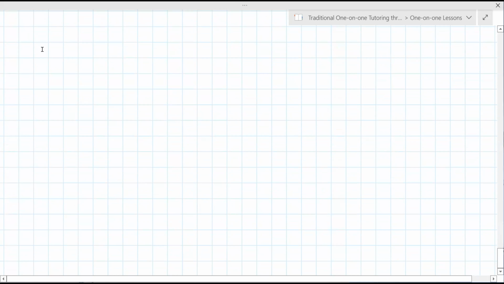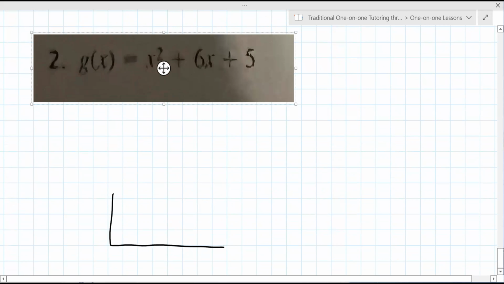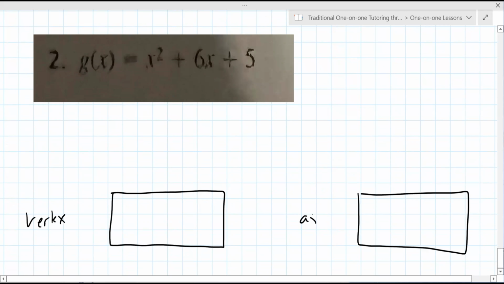When I say that, what I mean is, imagine I'm only grading a box for your vertex and for your axis of symmetry. Just tell me what goes in there when you're all done. But if you have questions, please ask.